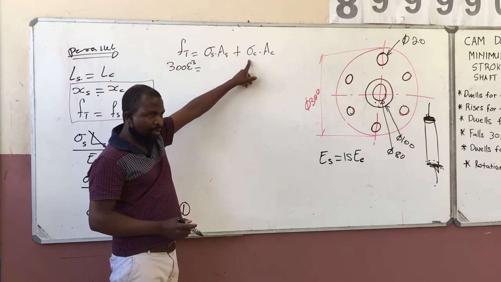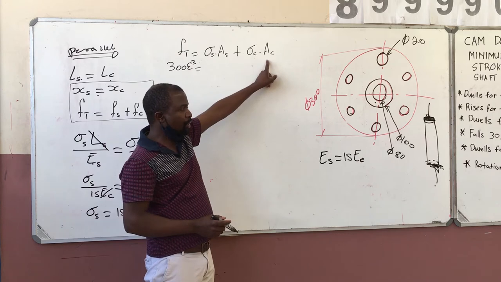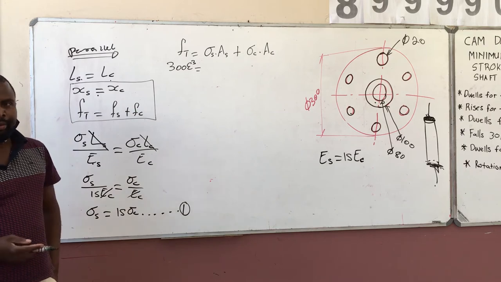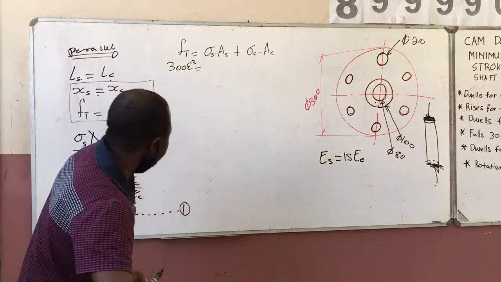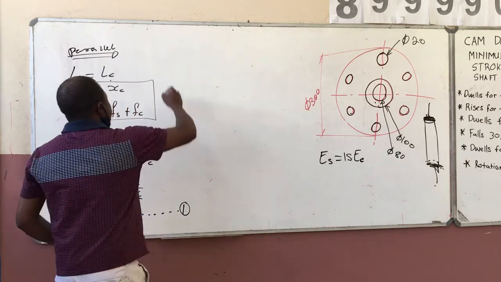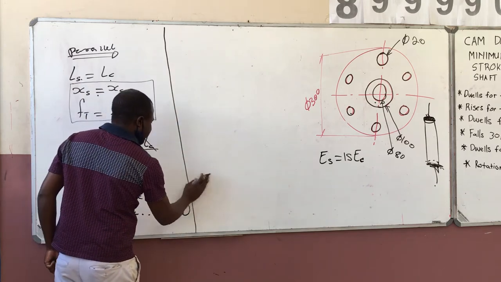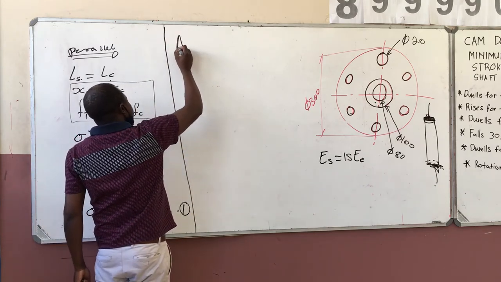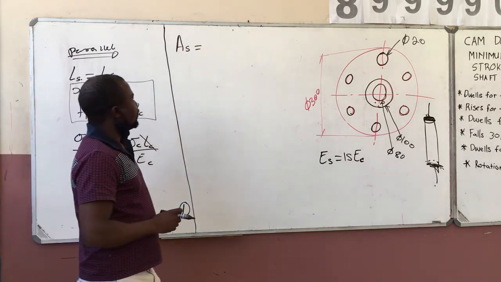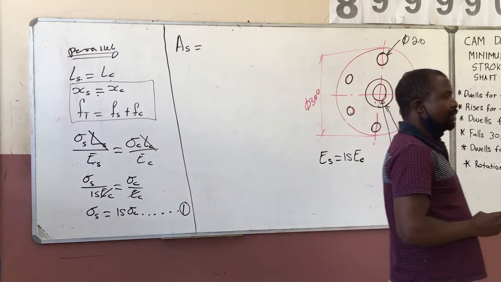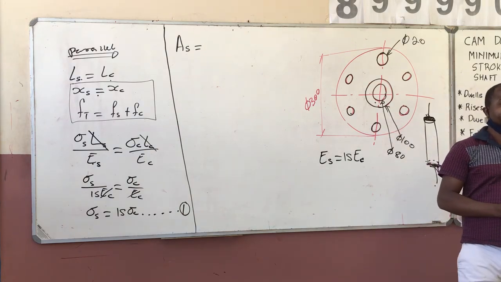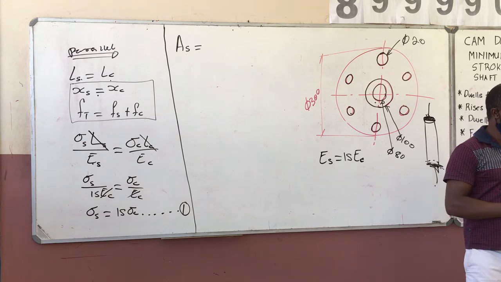We do not have stress yet, understandable, but what about area? Can we calculate area? So we must first calculate area before we use this formula, right? Okay, let me take this off so that we can calculate the area. Area of a steel. How many steels do we have here? Now we need to calculate the area of a steel.